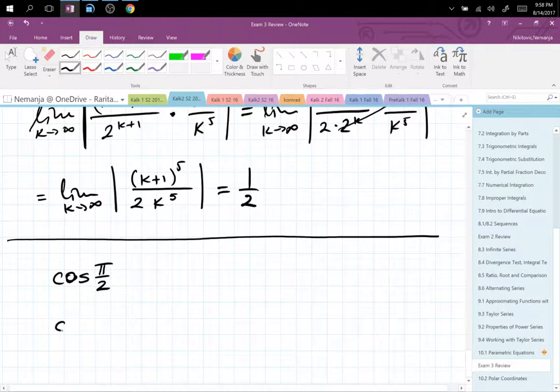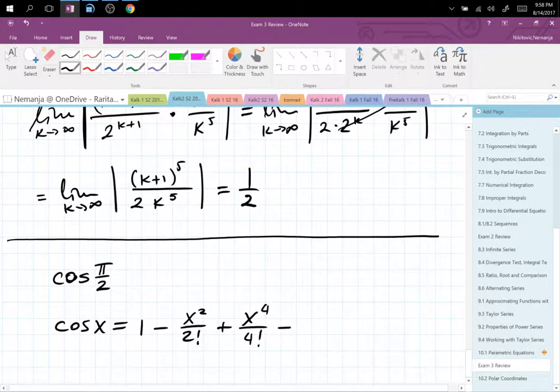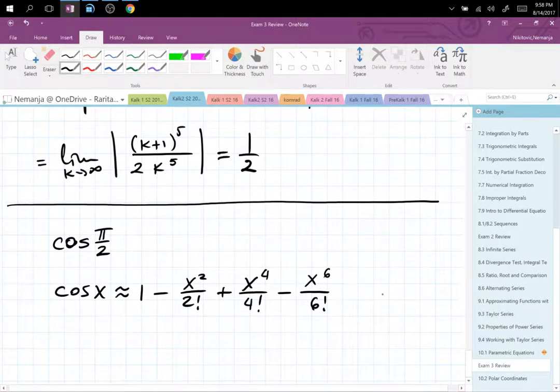So cosine of x is 1 minus x squared over 2 factorial plus, how many terms do they want? 4 non-zero terms. Okay, so this is what we get. And I will put the squiggle equal sign here because I don't go to plus infinity.